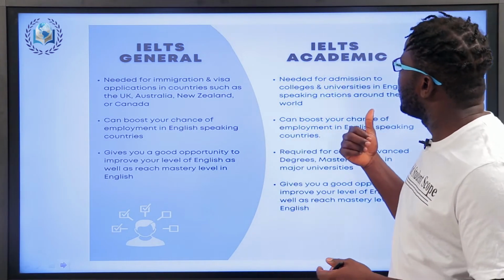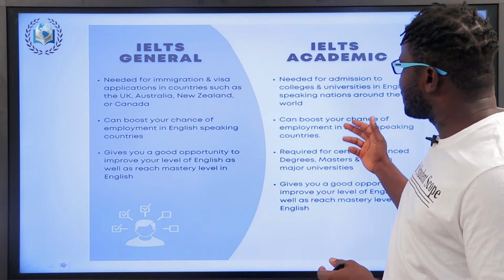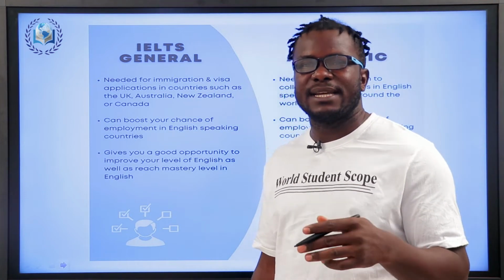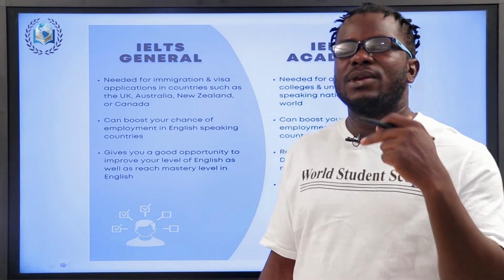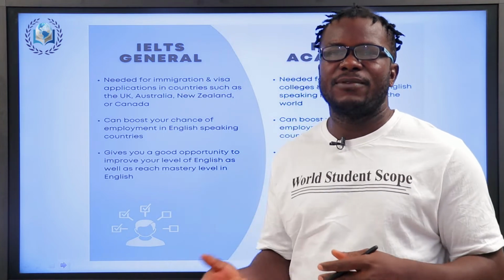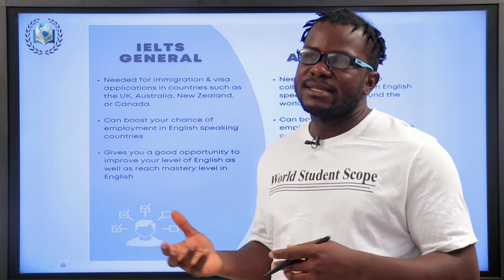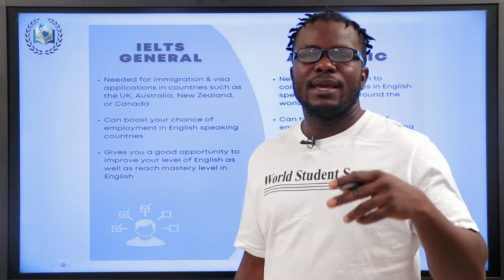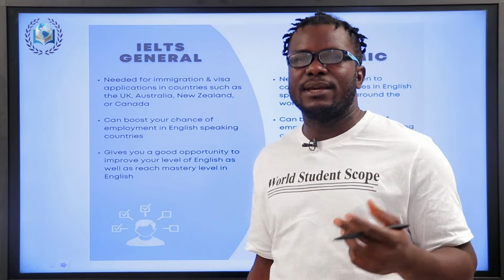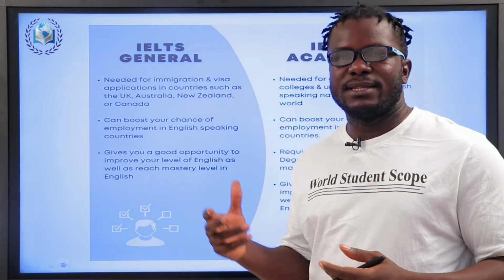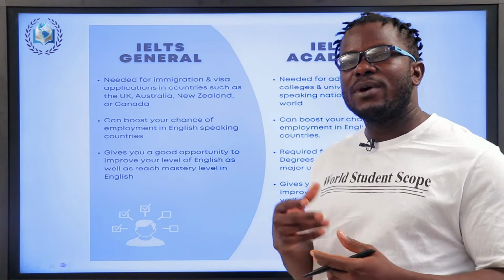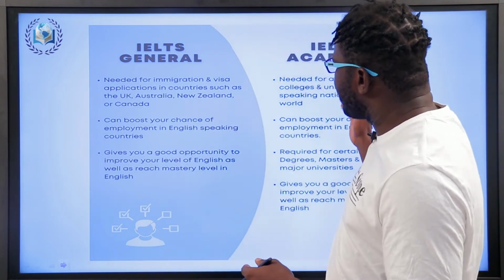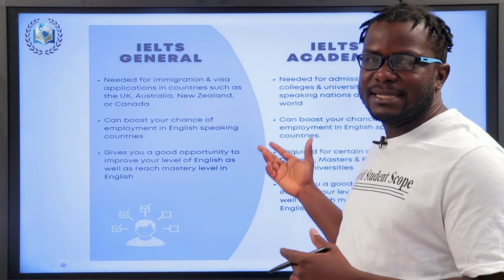Then we move to the next part, which is the academic aspect. The academic aspect has to do with students who are interested in enrolling in university or colleges abroad. For example, you want to advance yourself in other countries like New Zealand, the United States, UK, Australia, Turkey, and other countries. They require that you write these tests, and these tests qualify you to enter their various universities. So these are some of the basic importance of writing this test.